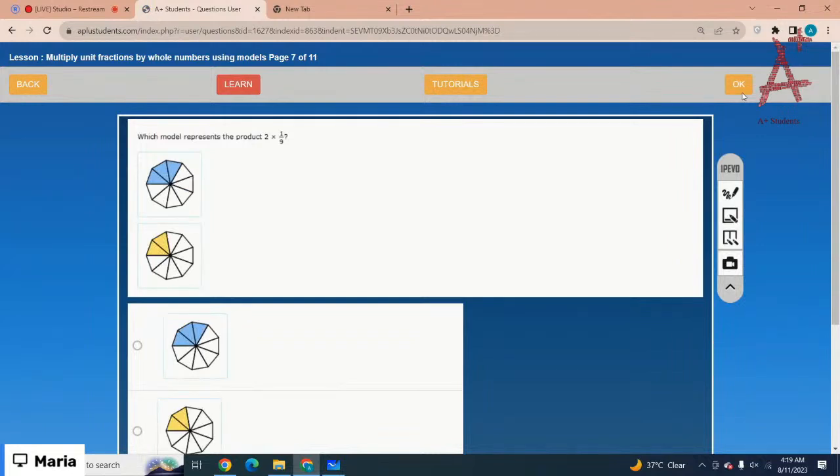If you already know the answers, you can just write down the answers in the chat box. Okay, 2 times 1 over 9. 2 times 1 over 9 means 2 out of 9, right? That means the figure has 9 portions, just two of them are colored. So you can see this one, just two of them are colored, right? So the second option is the correct option, right?